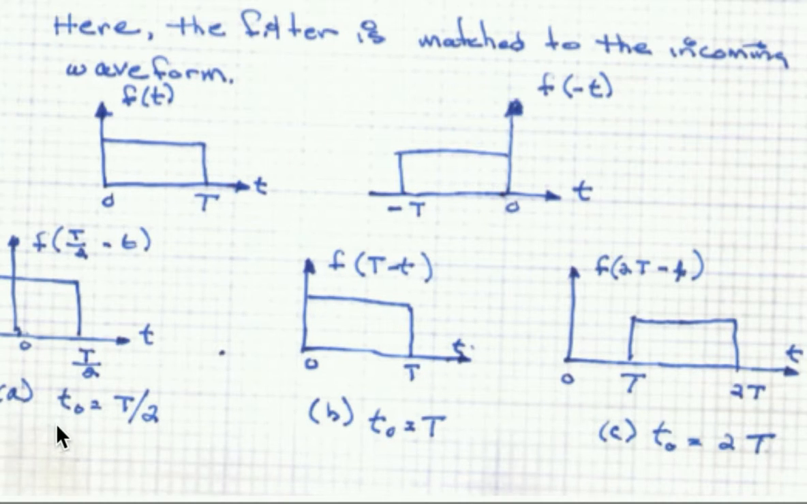For the initial value of t0, in this first example, it's divided by 2. In the second example, or graph rather, it is equal to the duration. And the third, it is twice the duration.